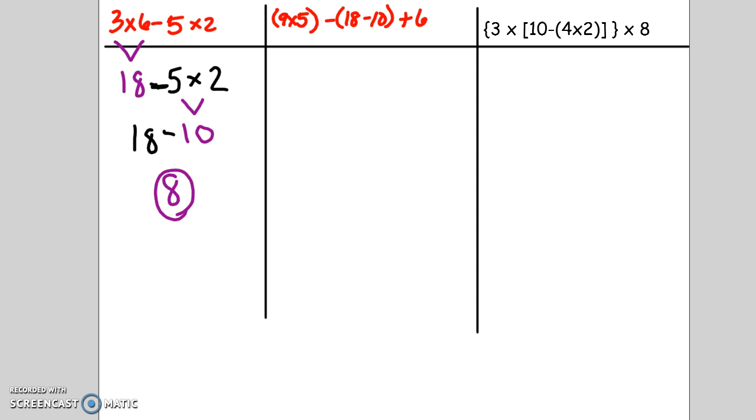So we're going to start with please. All right, please refers to parentheses. We have 2 sets of those guys. We're going to work the one on the left first. 9 times 5 is 45. I'm going to recopy the remainder of that equation.